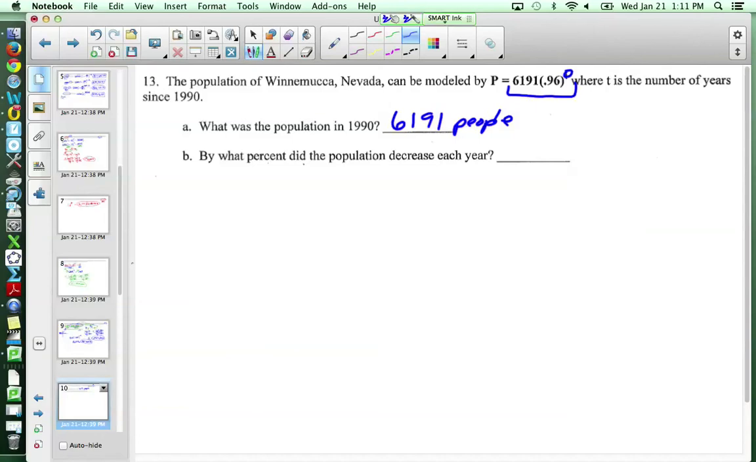Then by what percent did the population decrease every year? This is where we look at the 0.96. Thinking population decrease, we have 6,191 times 1 minus 0.04 to the t power. So that 0.96 is that 1 minus 0.04. So the population is decreasing by 4% every year.